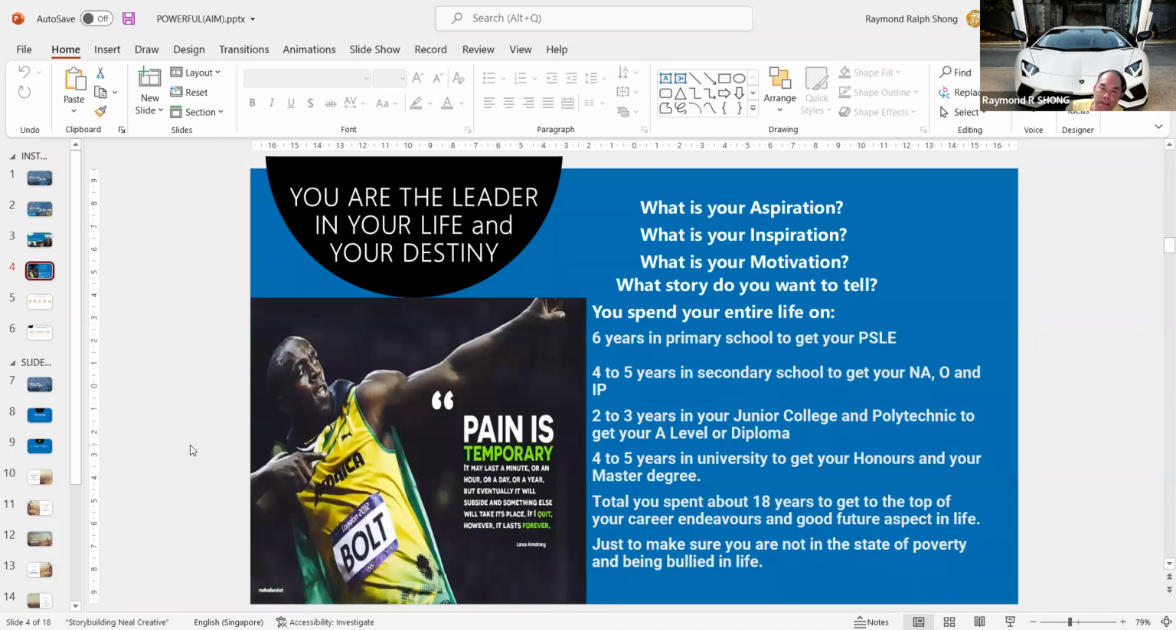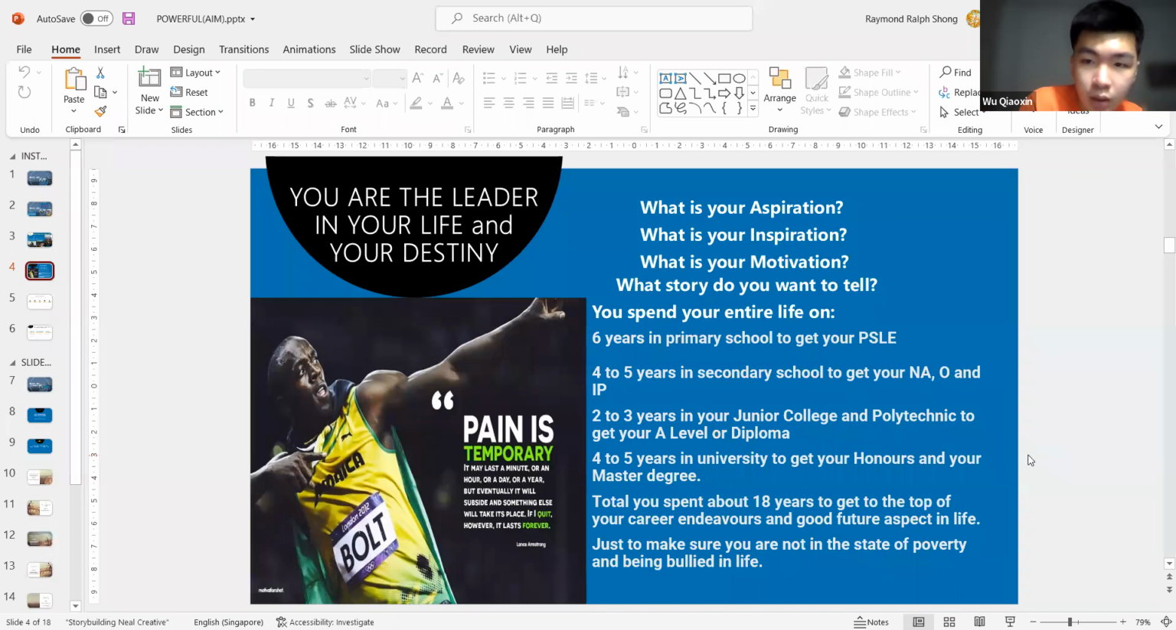Xiao Xing, you are the leader in your life and your destiny. This is what I wrote down. Pain is temporary. It may last a minute or an hour or a day or a year, but eventually it will subside and something else will take its place. If you quit, however, it will last forever. Very true, huh? Let's go, Chelsea.